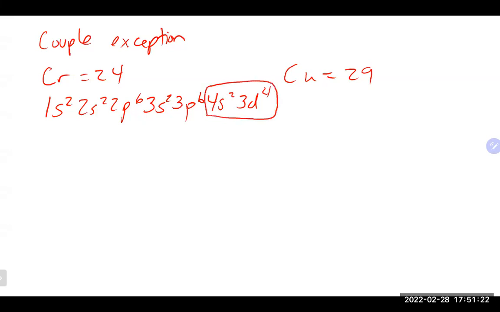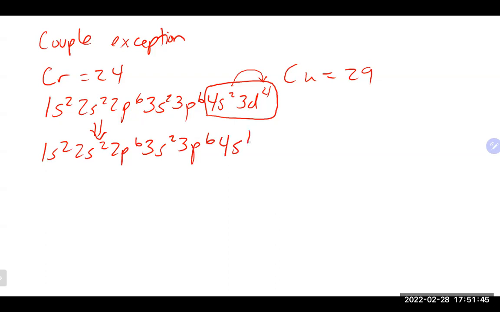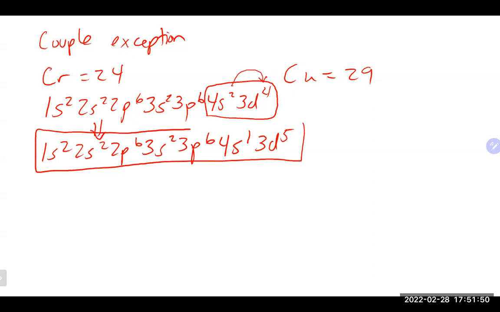What ends up happening is it's just been found experimentally to be a lot more stable with an extra electron up in the d orbital, 1 less electron in the s orbital. So the correct sort of configuration for chromium should be 1s2, 2s2, 2p6, 3s2, 3p6, actually 4s1, 3d5. So that is actually one exception to sort of normal electron configuration that we come across a lot.